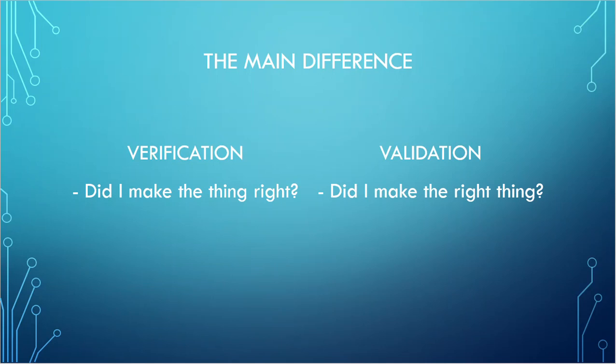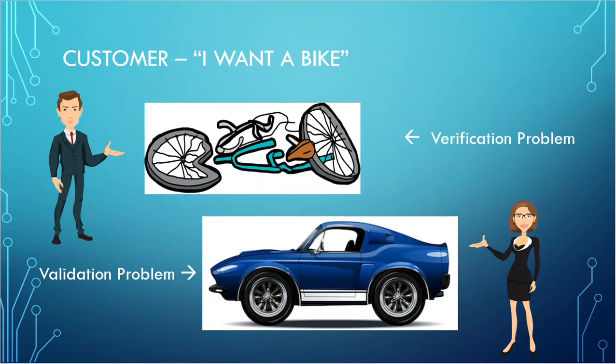So, for example, if we go to the next slide, we can see a customer says, I want a bike, right? What do we give them? We give them neither of these options. The reason is because the top one, he did not make the thing right. The bottom one, she made something amazing, but it's just not the right thing.